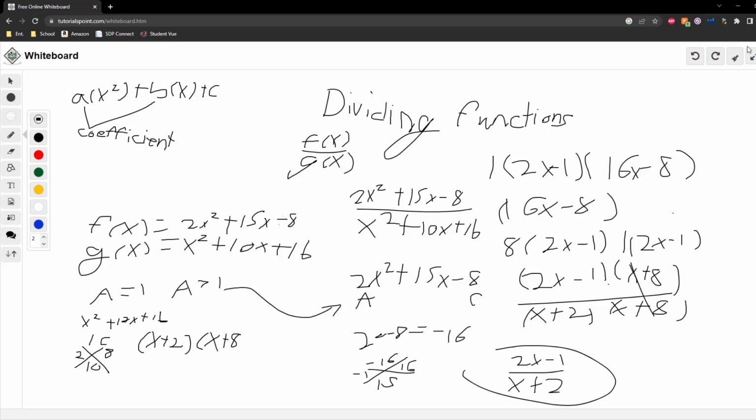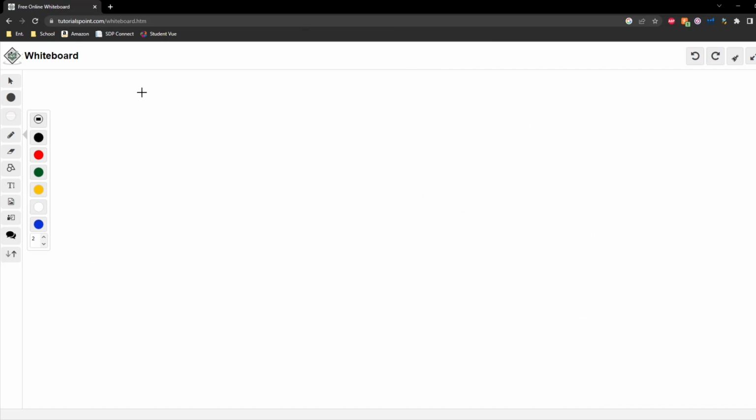Think you can do one yourself? Try this super simple equation. F of x is equal to x squared minus 1. G of x is equal to x plus 1. The answer should simply be x minus 1.